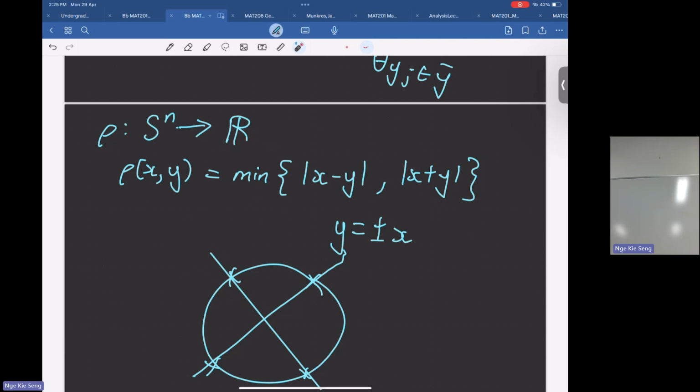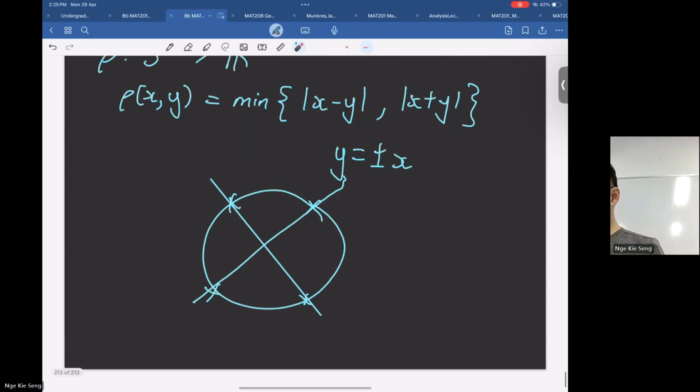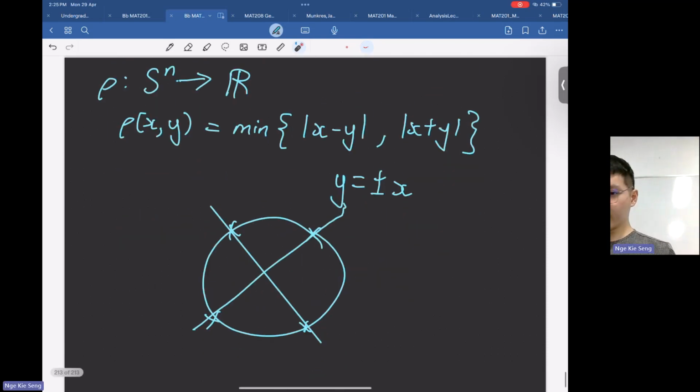You can try. That's why I say there is not only one solution. You've got a few solutions, as long as you satisfy those properties. That's fine. You can be as creative as you can, as long as it works.